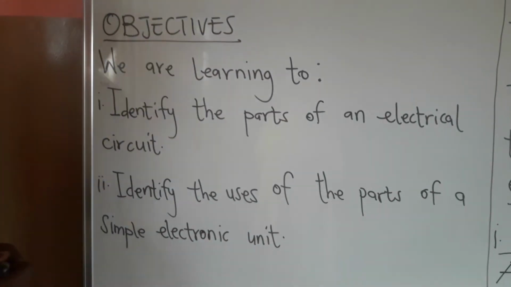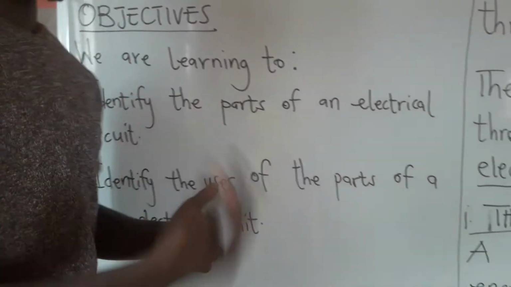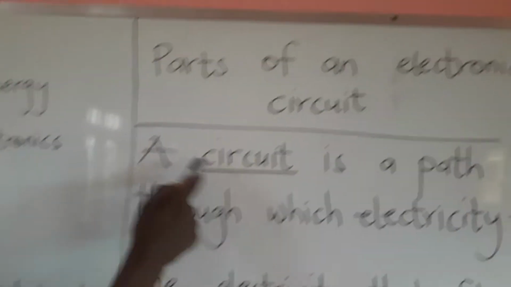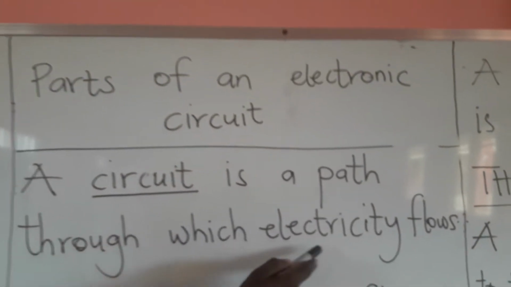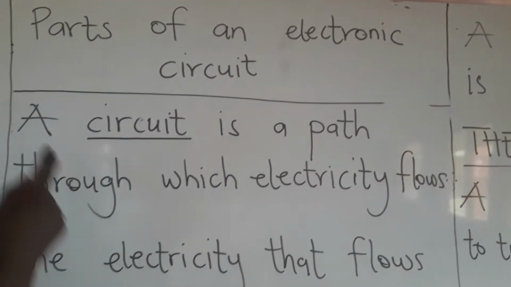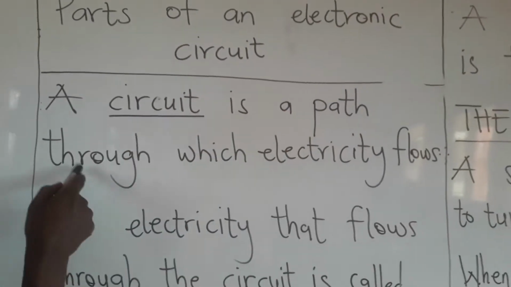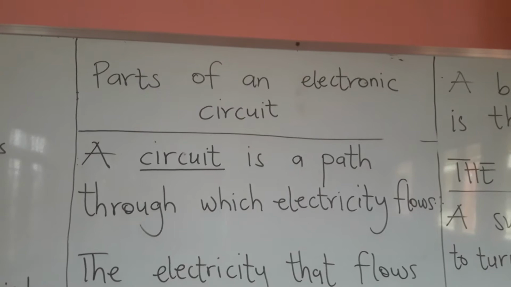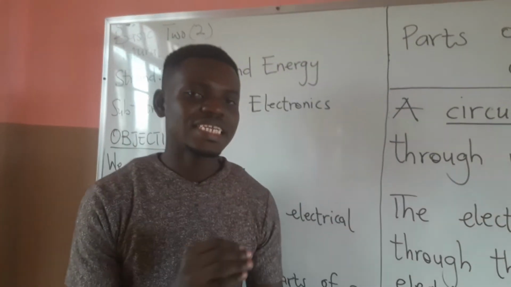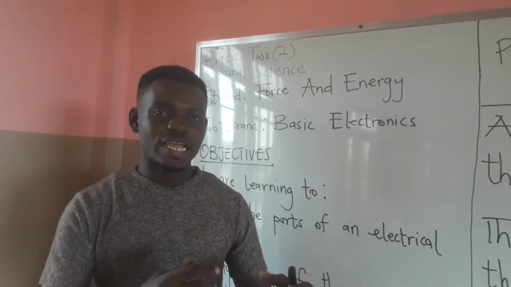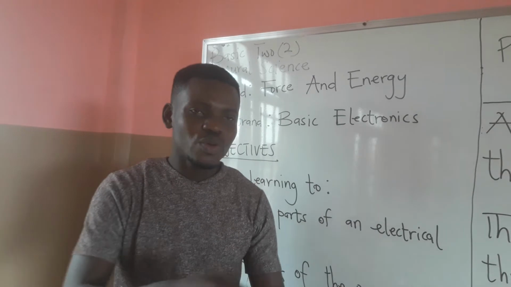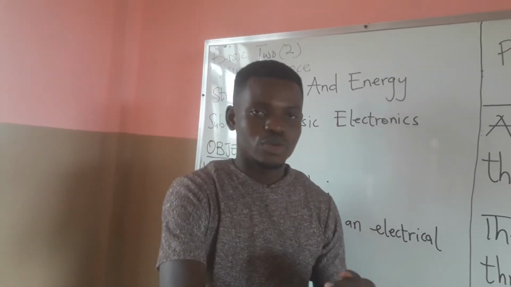When we say a circuit, what is a circuit? A circuit simply means a path through which electricity flows. Electricity is a form of energy, okay? But for this energy to work, you need a path, a place or a channel through which it can go through, okay?